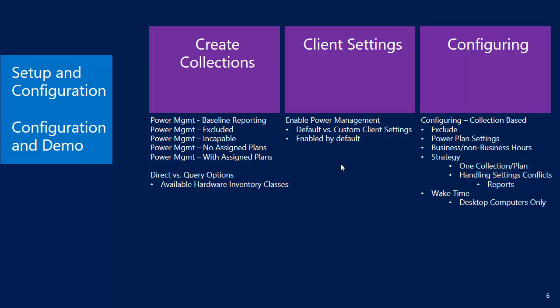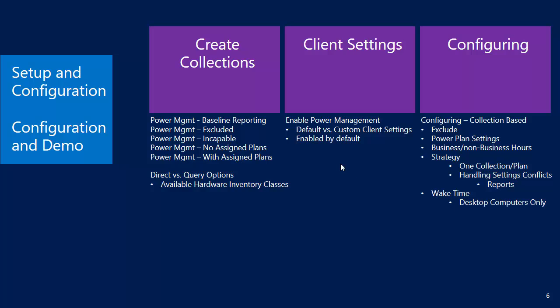This is where we're implementing power settings, but we're not really implementing any controls on them. We're doing it in such a way that we're learning about the environment, developing a baseline, and so forth, right? Then we have power management excluded. There will be some systems that you want to exclude from power management altogether, right? That might be a call center that's running 24/7. You probably don't want those systems to go to sleep or whatever it is, right?